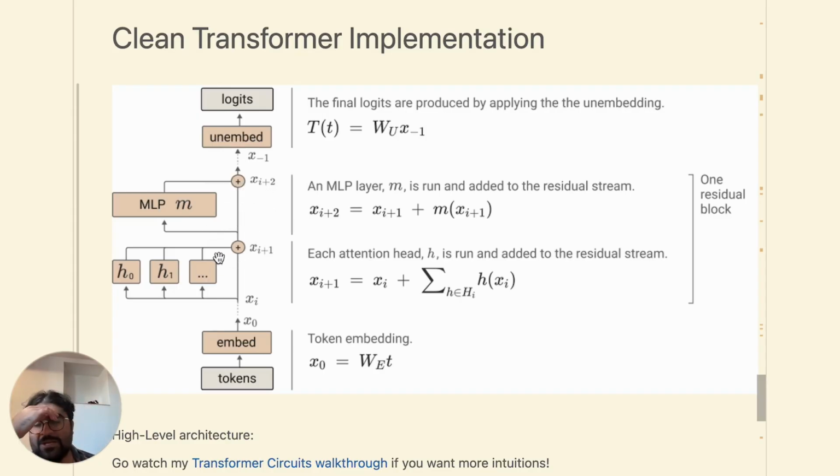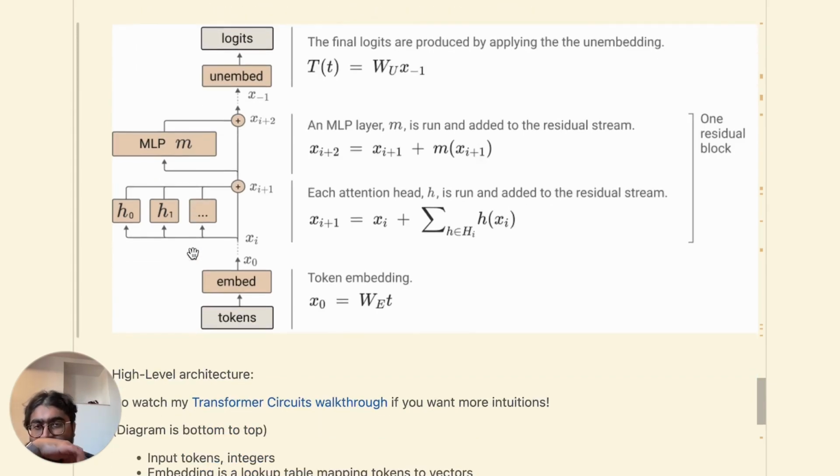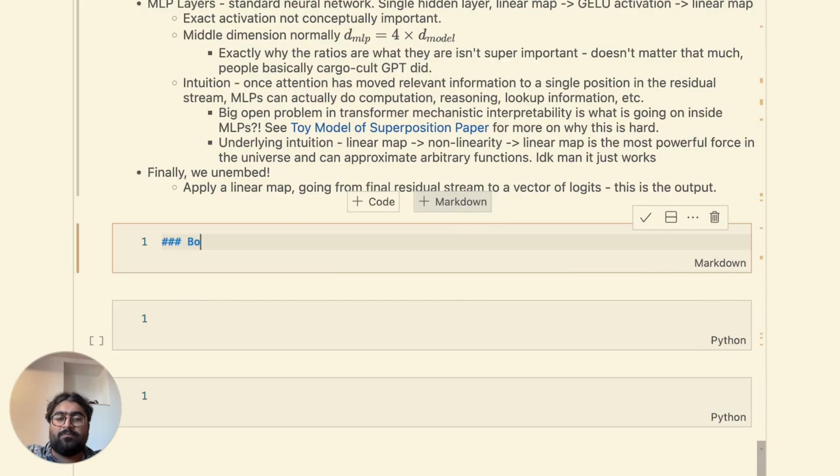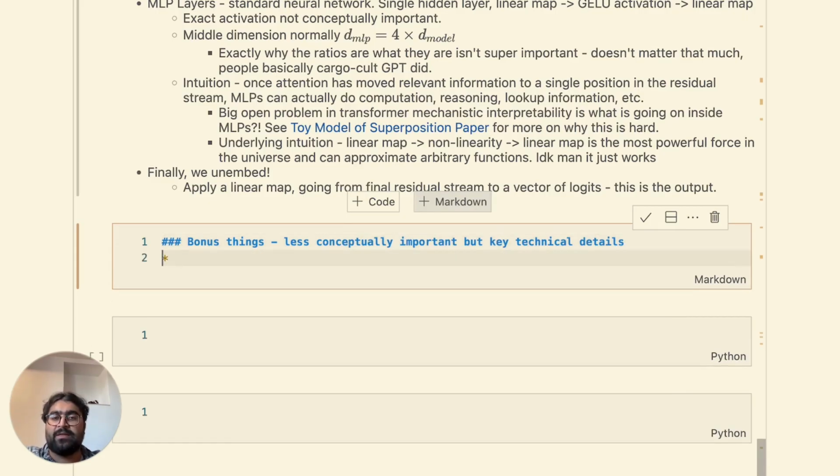I don't know, I think GPT-3 has 96 layers. Transformers are weird, man. They get really big. And then you apply a linear map to convert it to Logits. And that's the core thing of how a Transformer works. Just some bonus things, less conceptually important, but key technical details. So there are two things I did not explain in there that matter.